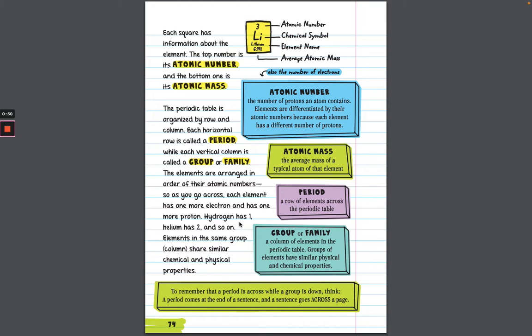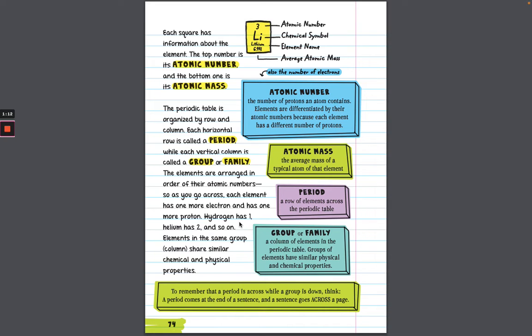Each square has information about the element. The top number is the atomic number, and the bottom one is its atomic mass. The atomic number is the number of protons an atom contains. Elements are differentiated by their atomic numbers because each element has a different number of protons, and the atomic number is also the number of electrons. An atomic mass is the average mass of a typical atom of that element.